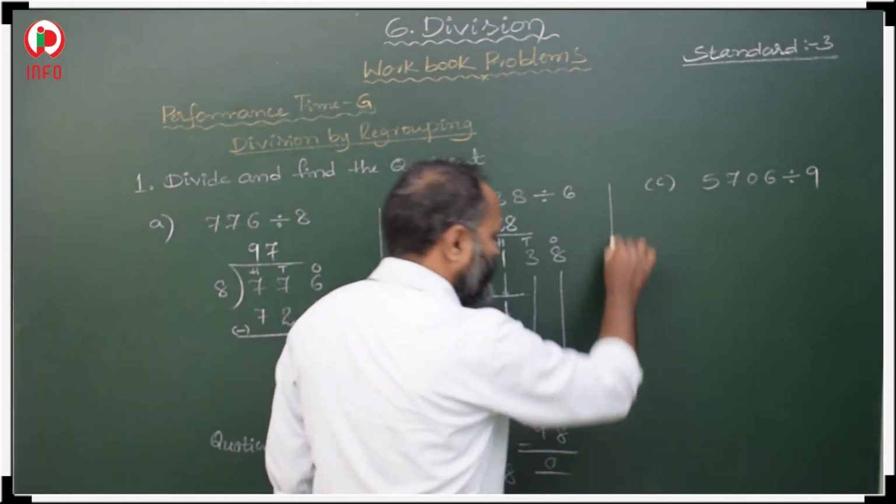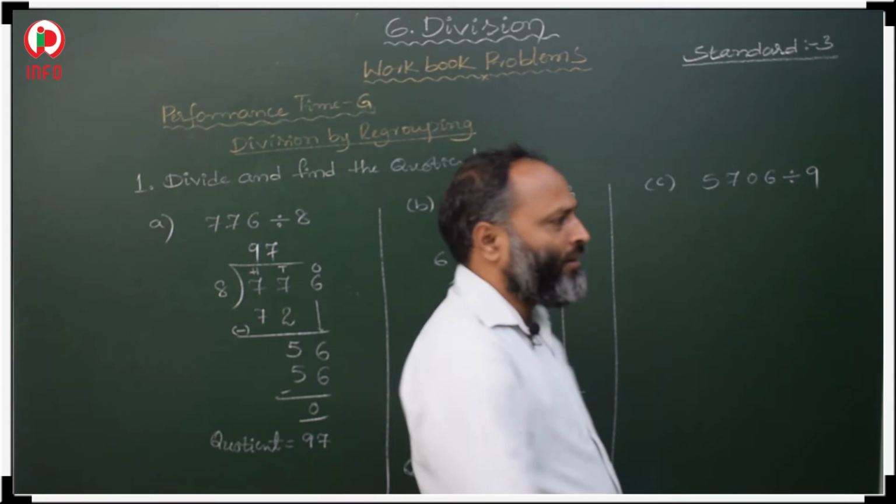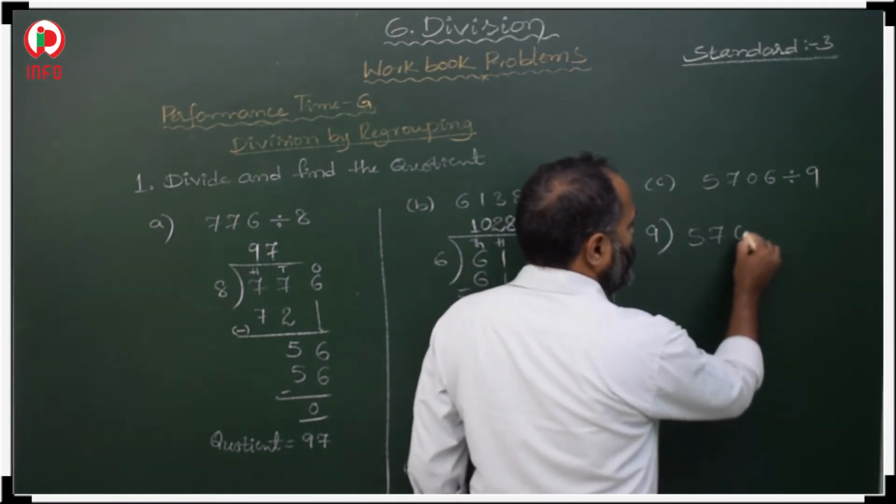Next, 5706 we have to divide by 9. 9 divides 5706.